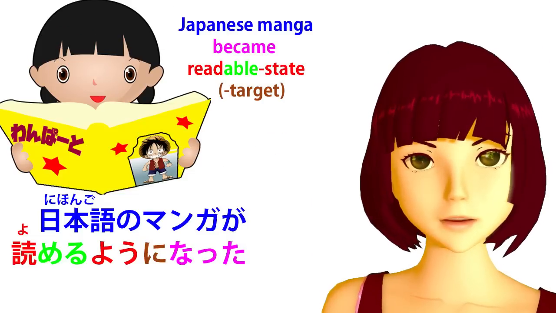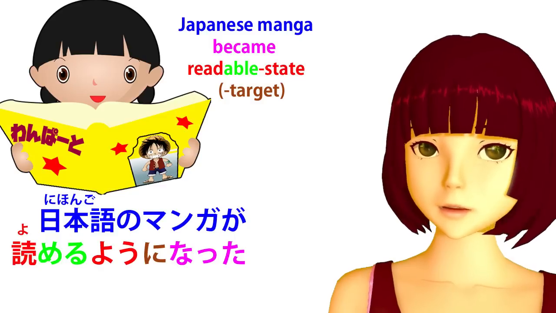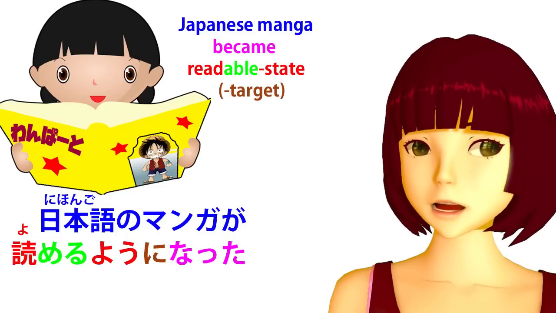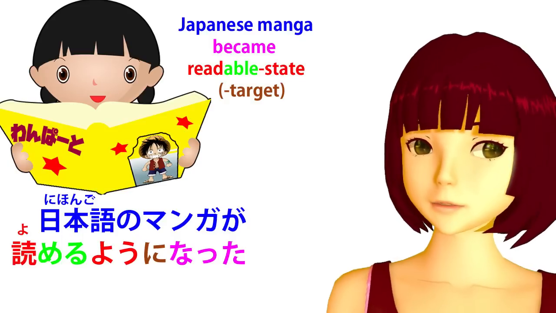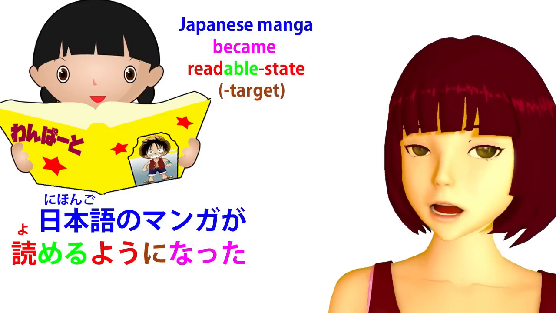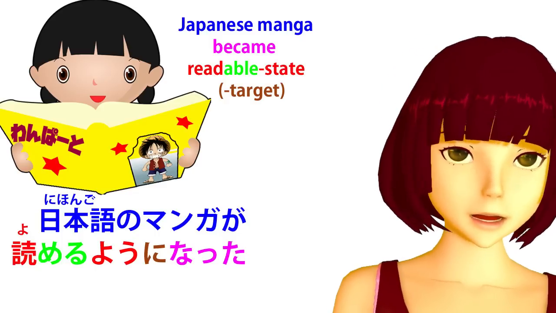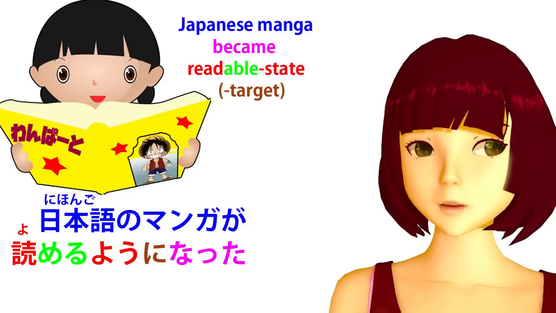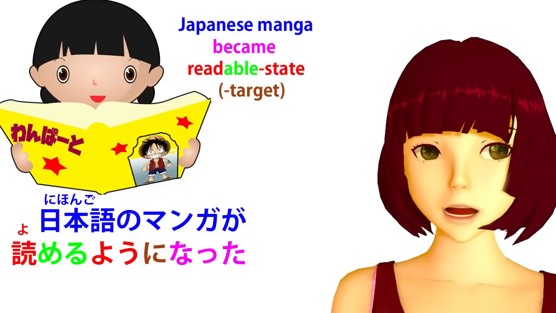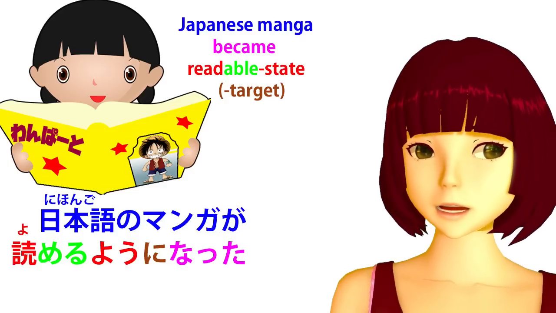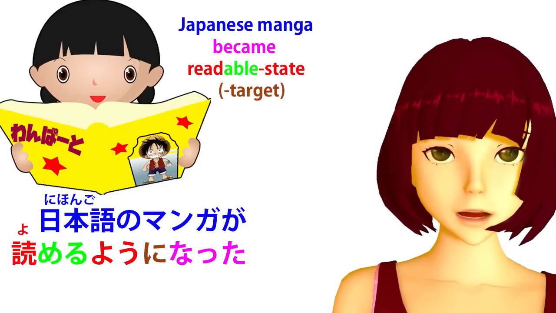This is often used with the potential helper verb. For example, we might say 日本語の漫画が読めるようになった. Japanese manga became readable to me. As you see, in both cases, something is changing its state. I changed my state from not believing him to believing him. The manga changes its state from being non-readable to being readable. In all cases, we are talking about a change of state, a change of the existing state in someone or something from one condition to another.